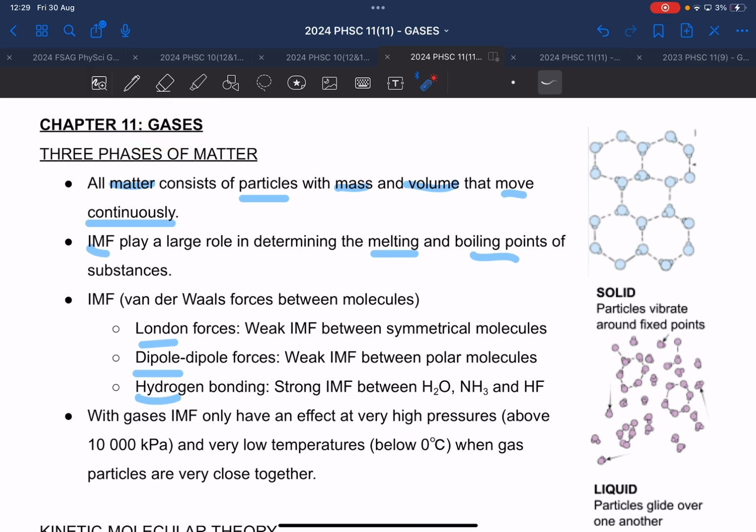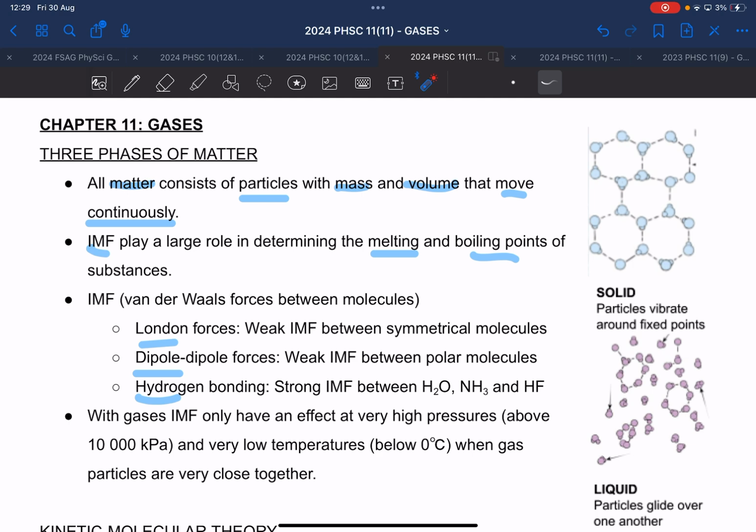Now, when gases are at high pressures and low temperatures, what will happen to them? When you're at high pressures or low temperatures, what happens with gases? The thing in your head, when it becomes very, very cold, what happens with the gas? It condenses or it forms a solid.